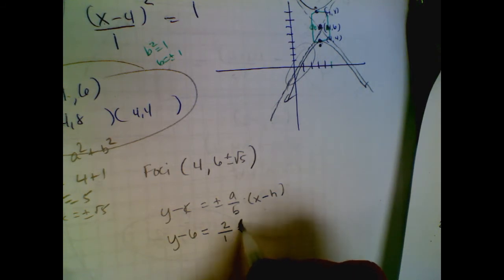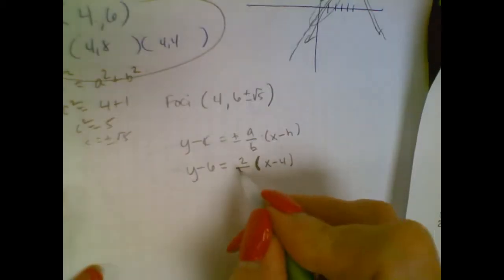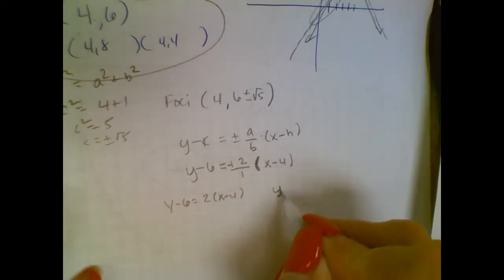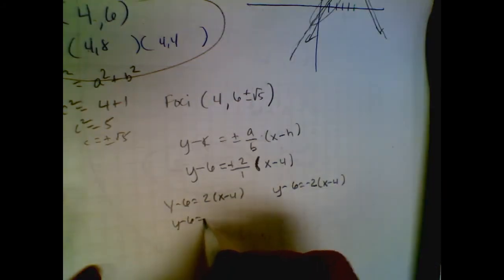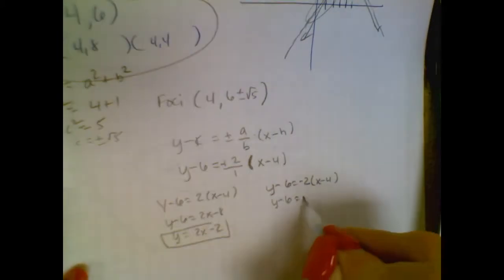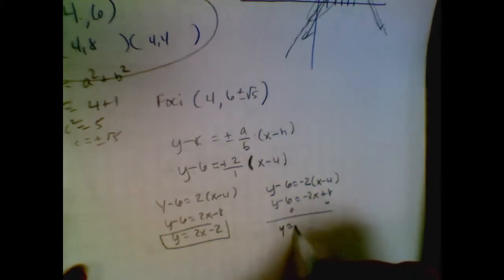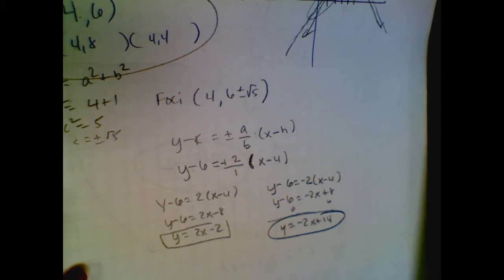Oops, I need parentheses, not equals. And then this is x minus 4. So you put your center in there. We need a plus or minus. So we have y minus 6 equals 2 times x minus 4, and y minus 6 equals negative 2 times x minus 4. So this one's going to be y minus 6 equals 2x minus 8. Add 6, and this is one of your equations. And the other one's y minus 6 equals negative 2x plus 8. Add 6. So the other one is y equals negative 2x plus 14. That's your asymptotes. Okay, first page done.